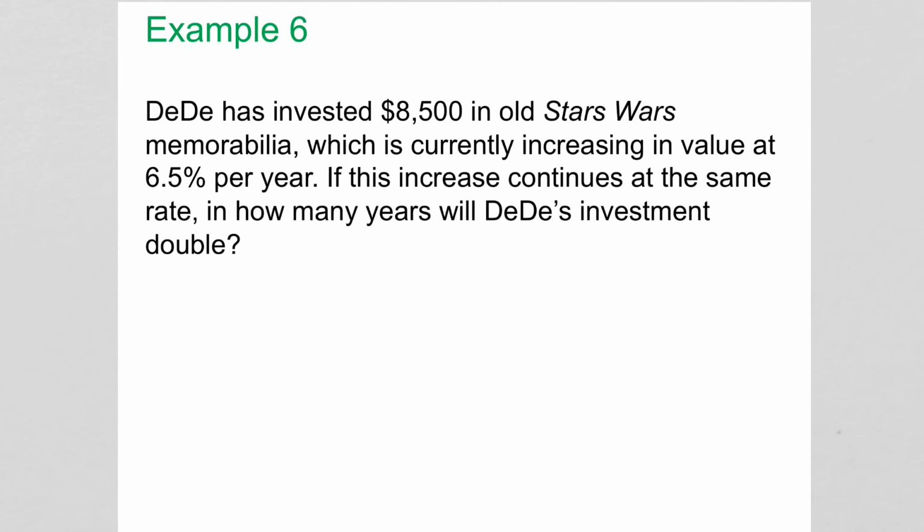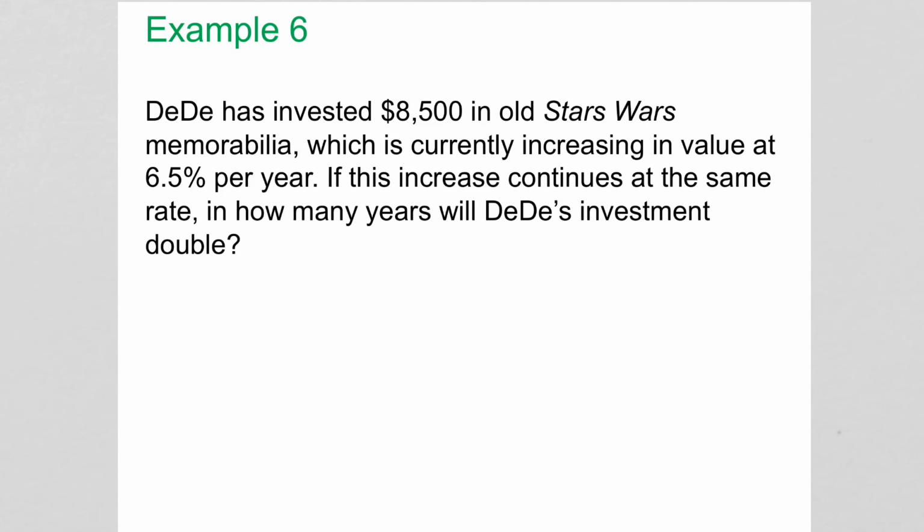So Dee Dee has invested $8,500 in old Star Wars memorabilia, which is currently increasing in value at 6.5% per year. If this increase continues at the same rate, in how many years will Dee Dee's investment double? So we're trying to find n, because that's how many compounding periods, which involves the years, there will be.